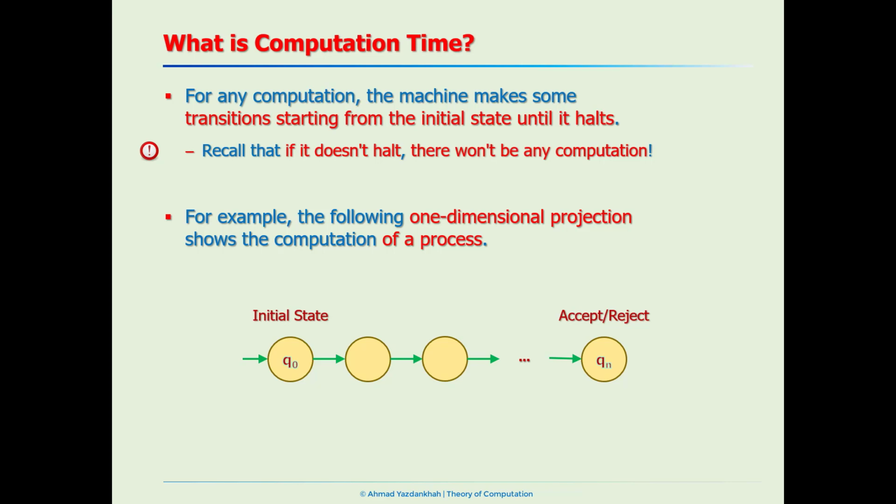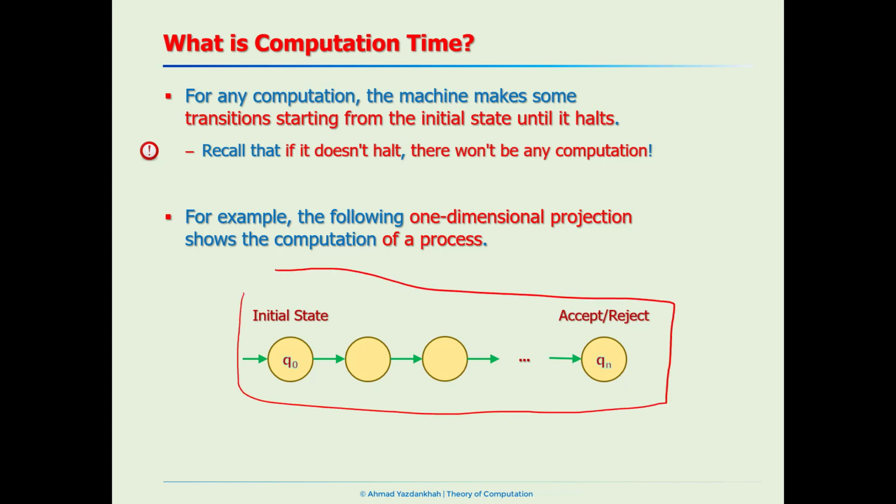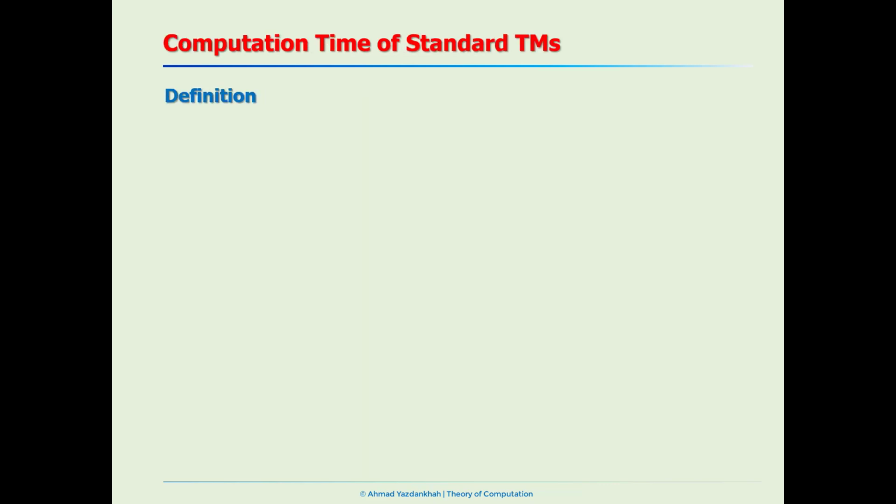And if we show this process as a one-dimensional projection, we have such a thing. It starts from Q0 and it goes to another one until it halts here. And why are we saying it halts here? Because we know if the machine does not halt, we don't have any computation. Okay? So here is the definition.